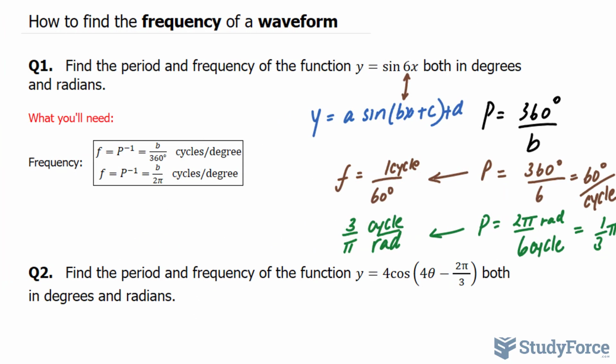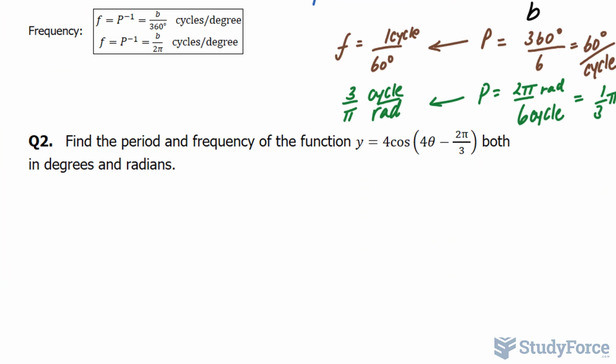Let's move on to question 2. In question 2, they want us to find the period and frequency, but this time our function is different. Y is equal to 4 cosine 4 theta minus 2 pi over 3. Then they want this both in degrees and in radians.